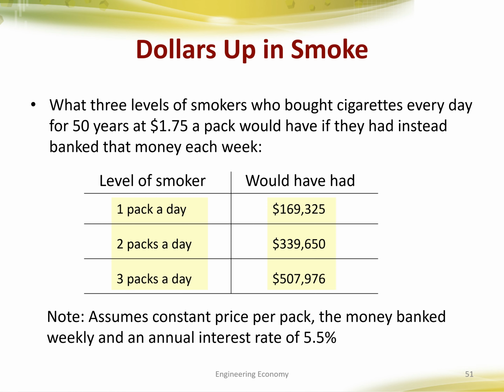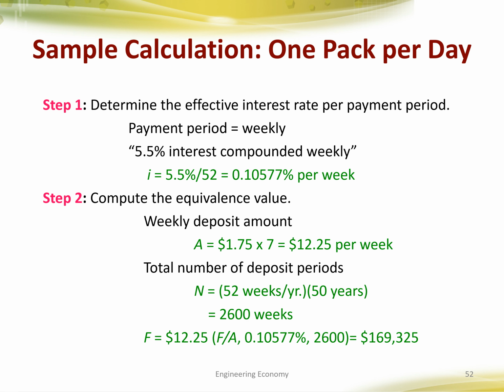So how do we compute this? In fact, it's quite straightforward, just as we did previously. We have this 5.5% annual interest rate. We cannot use it directly because we put the money in the bank weekly, and the effective interest rate will be compounded every week. So we take this annual interest rate divided by 52, so we come to the interest rate every week. Again, we are assuming that the compounding period and the payment period are the same.